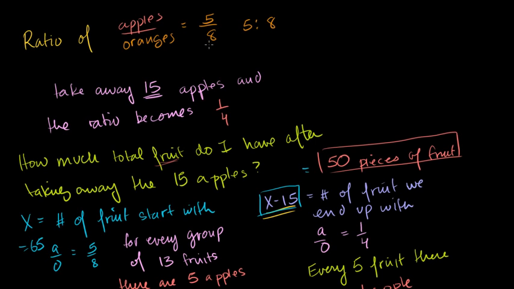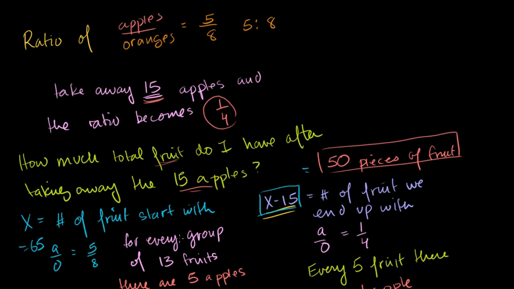So I just did a video on this where I said that the ratio of apples to oranges starts off at 5 to 8. And we take away 15 apples and the ratio becomes 1 to 4. And then the question that we have to answer is how much total fruit do we have after taking away the 15 apples? And we figured out that it's 50 pieces of fruit. But let's see if we can do it a different way.